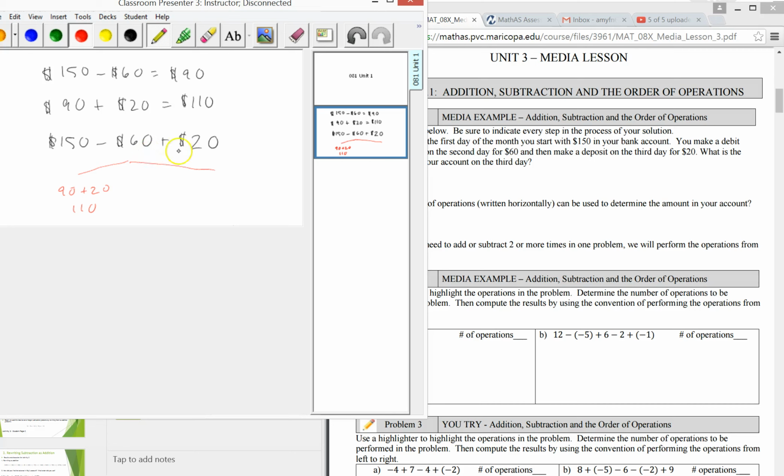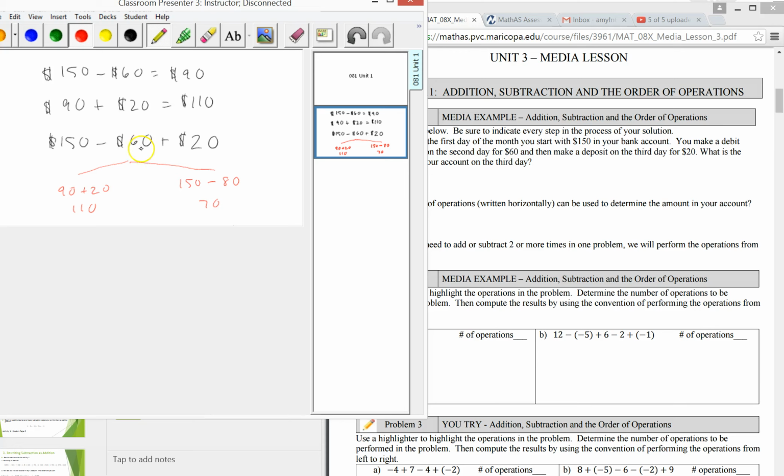What if we did this addition first? That'd be 150 minus 80, which is 70. So we have different answers. So it matters what order we perform these operations in. From the context, we know this is the correct one. But what makes it correct? What are the rules we're going to follow?